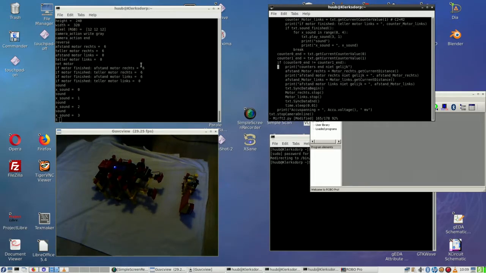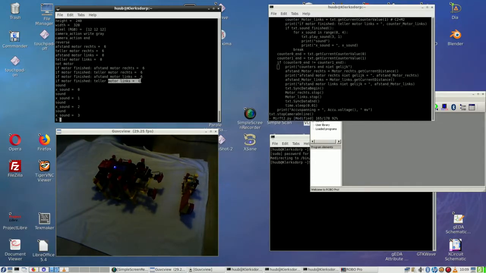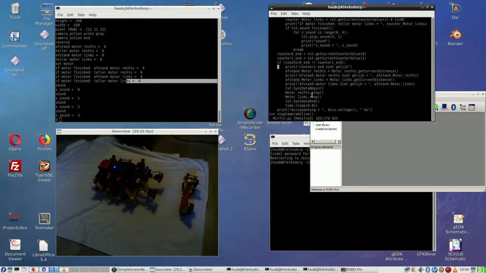It counts down. Oh right, and now we have a 0 value. Oh wait, here a 0, 2 zeros, and here only 1 0 value. Really.